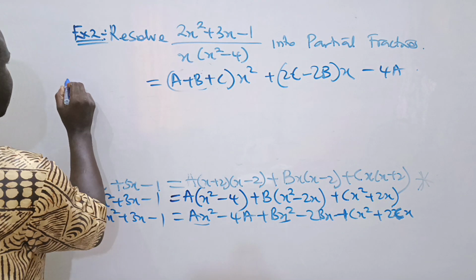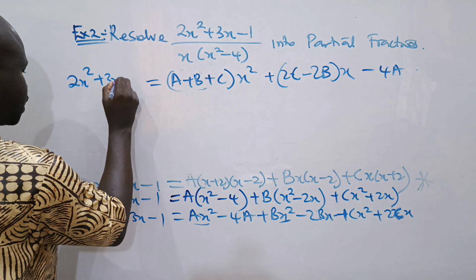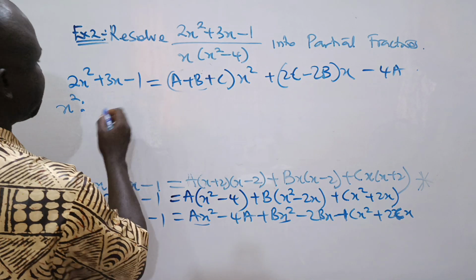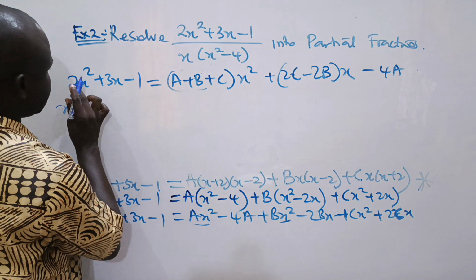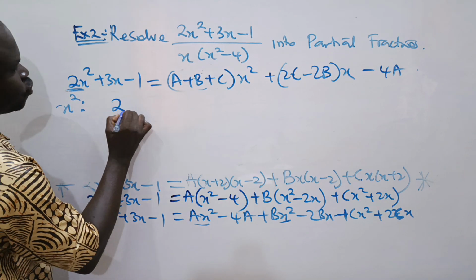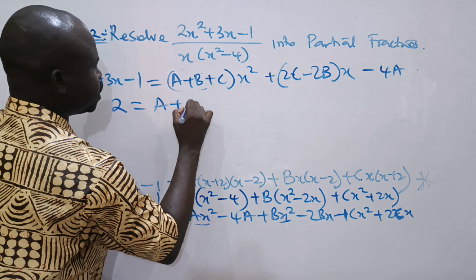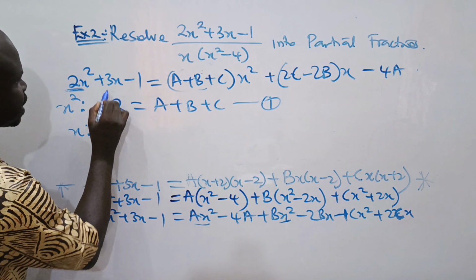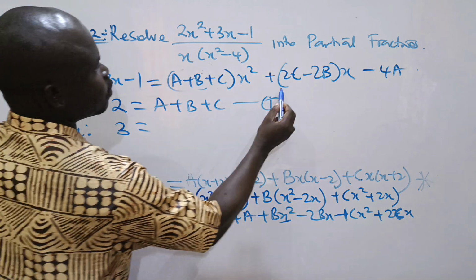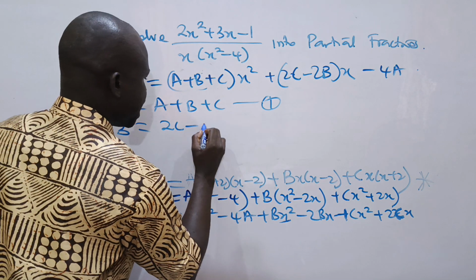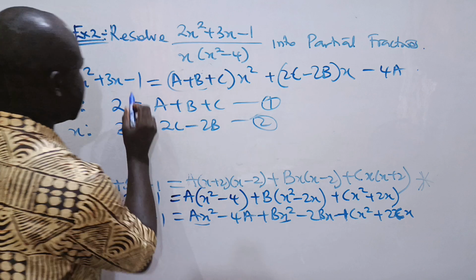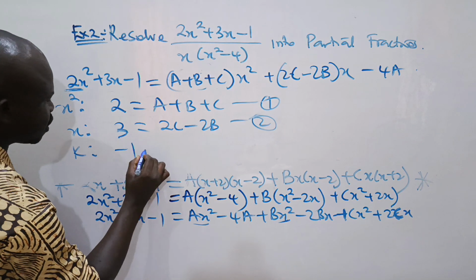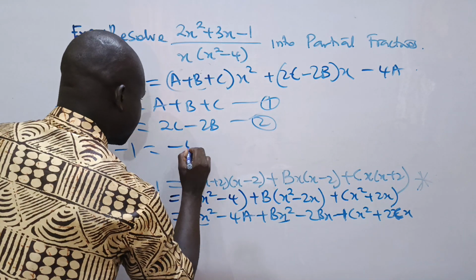So if you compare this with what we have at the right hand side, that is the method of completing the square and comparing coefficients. So when we have x squared, what's the coefficient of x squared here? It is 2. 2 will be equal to the coefficient of x squared here, which is a plus b plus c, equation 1. When we have x, the coefficient of x here is 3, which is equal to 2c minus 2b, equation 2. Then the constant here is minus 1, and the constant here is minus 4a.